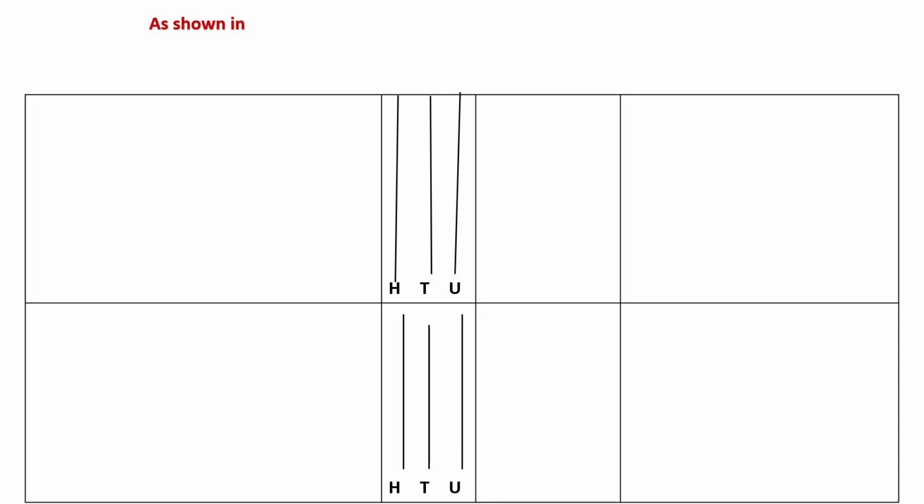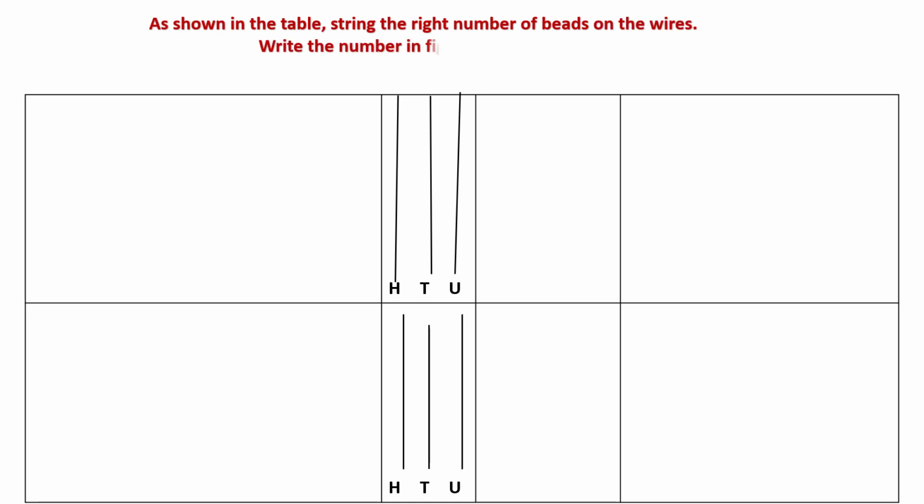As shown in the table, string the right number of beads on the wires. Write the number in figure and in words. Here it is some beads and we string the right number of beads on the wire. The first example is 100 bunch. 100 bunch is 1, 2.